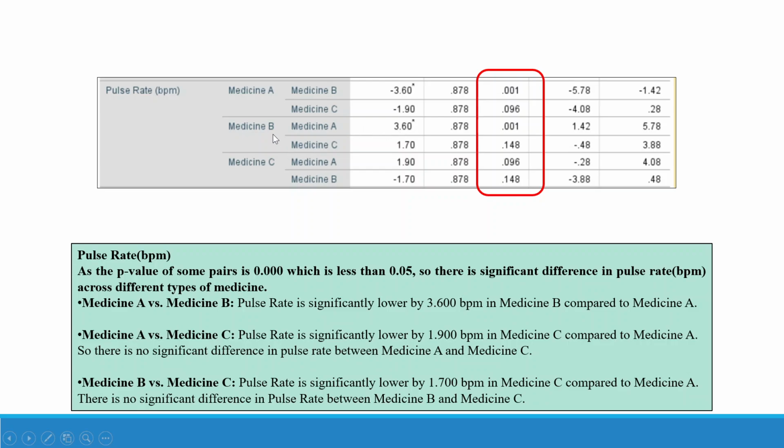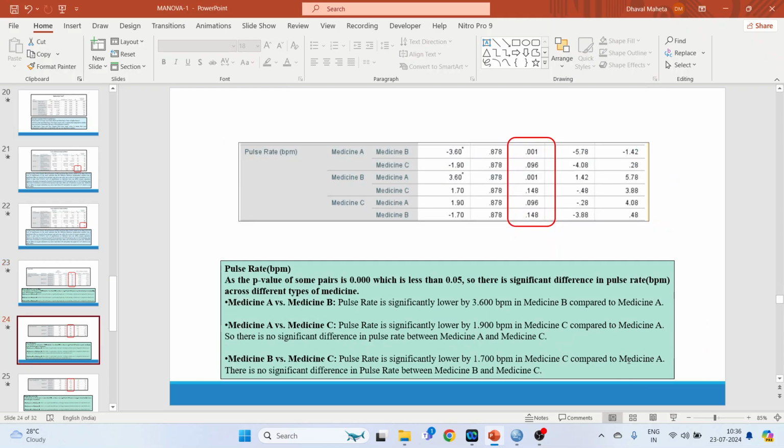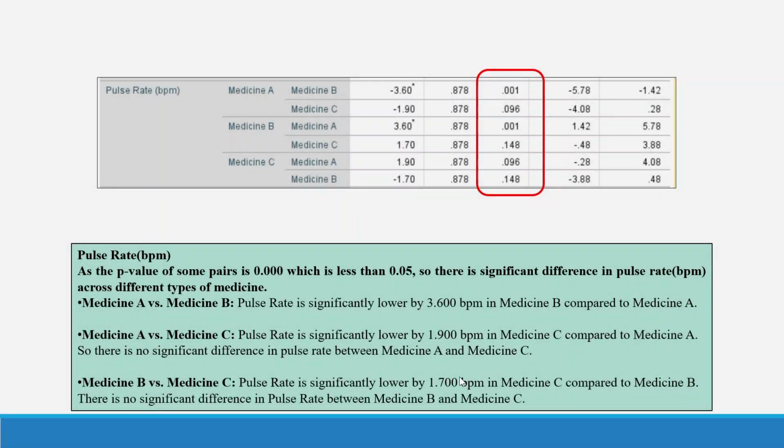We are doing the comparison between B and C. So here there is a change which we will have to insert, a small change. This is medicine B. So we will say the pulse rate is significantly lower by 1 point in medicine C compared to medicine B. Okay, so the change has been done. There is no significant difference in pulse rates between B and C because the p value is more than 0.05.